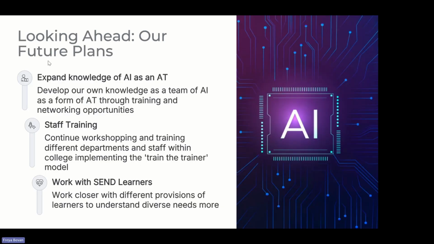So looking ahead and our future plans as a college, we would like to continue to expand our knowledge of AI as a form of assistive technology. That is, for instance, through networking opportunities, training opportunities, collaboration, perhaps also with Jisc, through staff training, so that continuous cascading of knowledge, continuous workshopping and training of different departments through the train the trainer model.